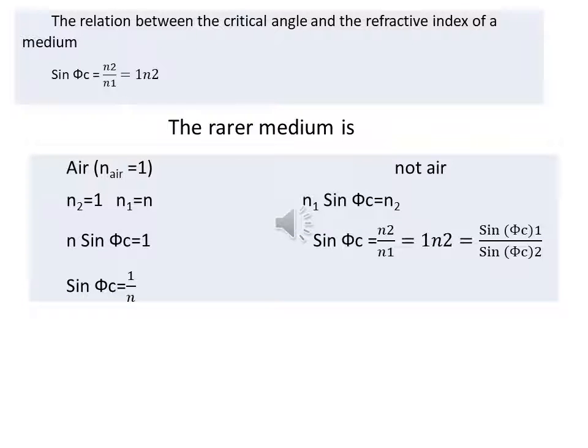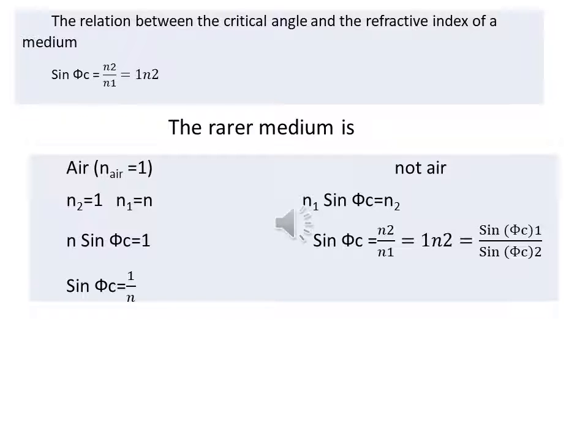The relation between the critical angle and the refractive index of the medium. From Snell's law, sine phi c equals n2 over n1, the refractive index from the first medium to the second medium. If the second medium is air, and the refractive index of air is given as 1, so n2 equals 1 and n1 equals n, so n sine phi c equals 1. So sine phi c equals 1 over n.